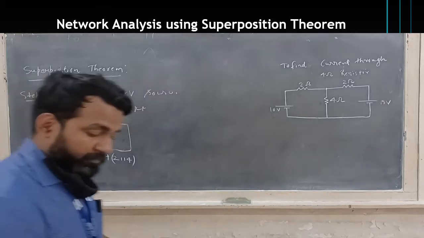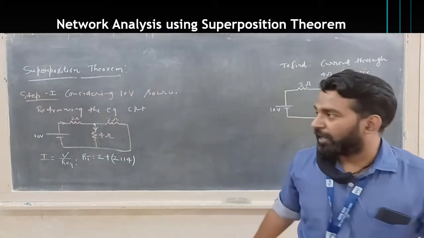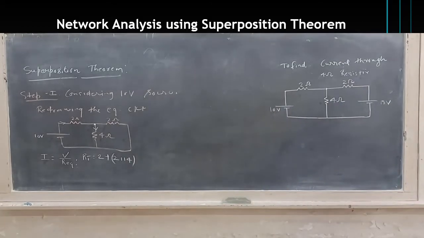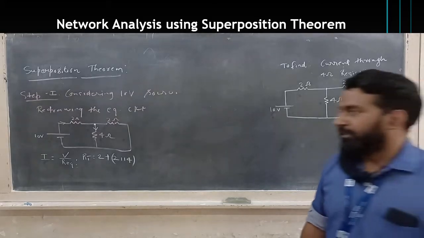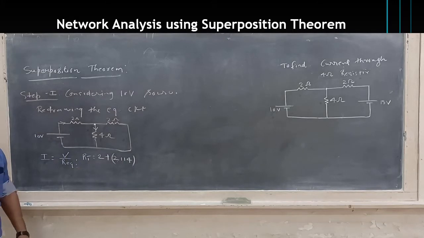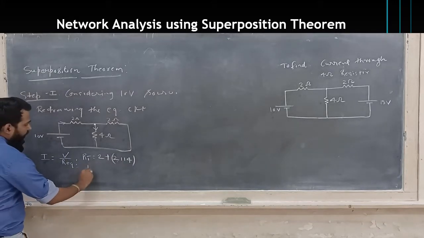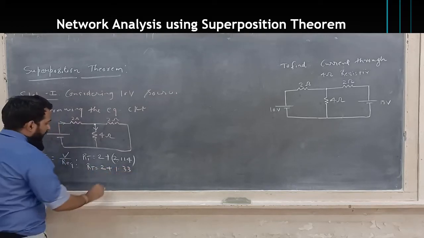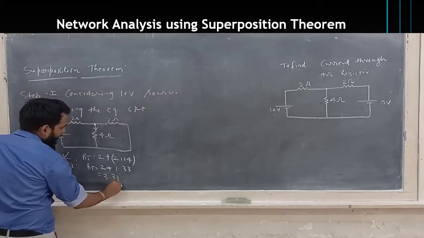So we have to find out the R total. R total is nothing but 2 plus 2 parallel with 4. How can you solve 2 parallel with 4? 1 upon 2 plus 1 upon 4. Whatever is the result, take its inverse. So 2 inverse plus 4 inverse is equal to 0.75. Its inverse is 1.33. So the parallel combination of 2 and 4 will result in a value of 1.33. So RT is nothing but 2 plus 1.33, that would come as 3.33 ohm.